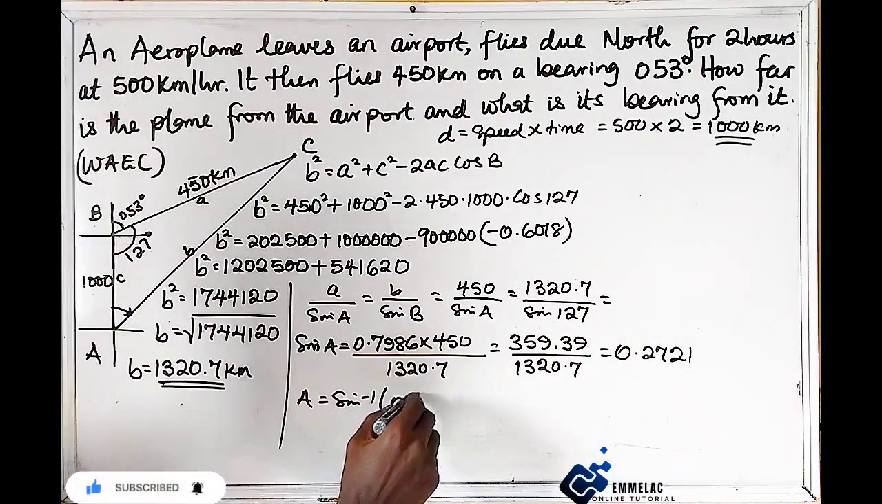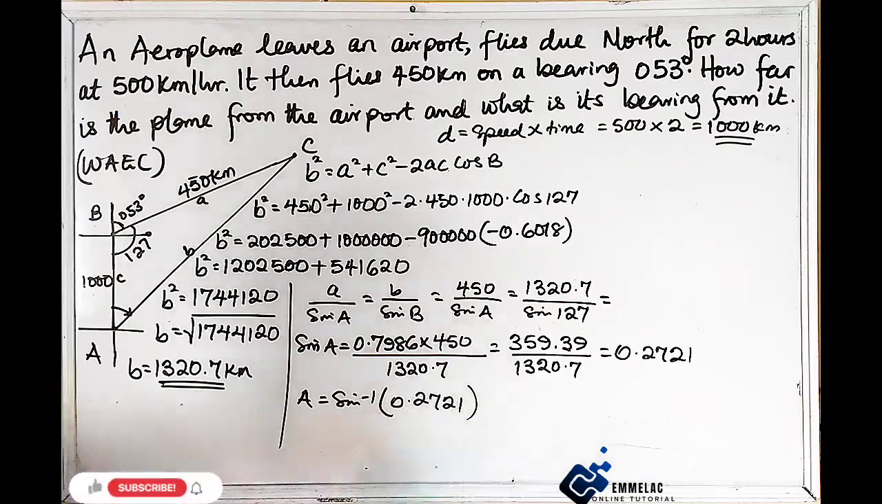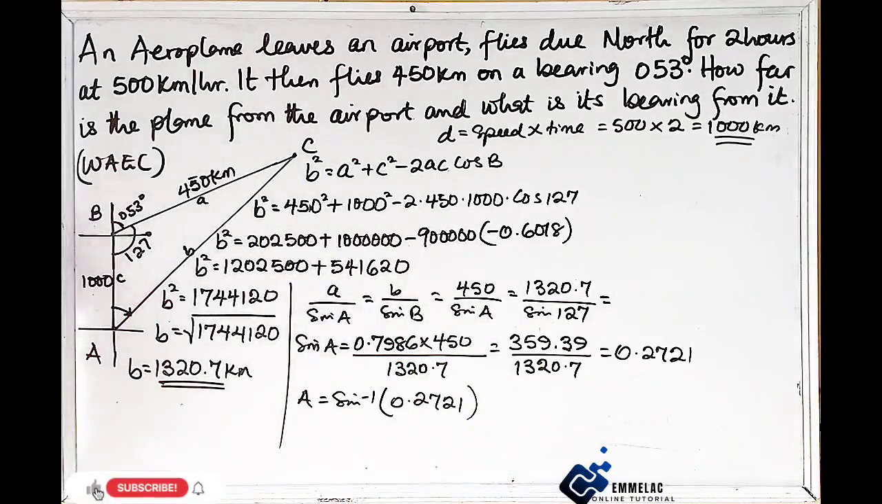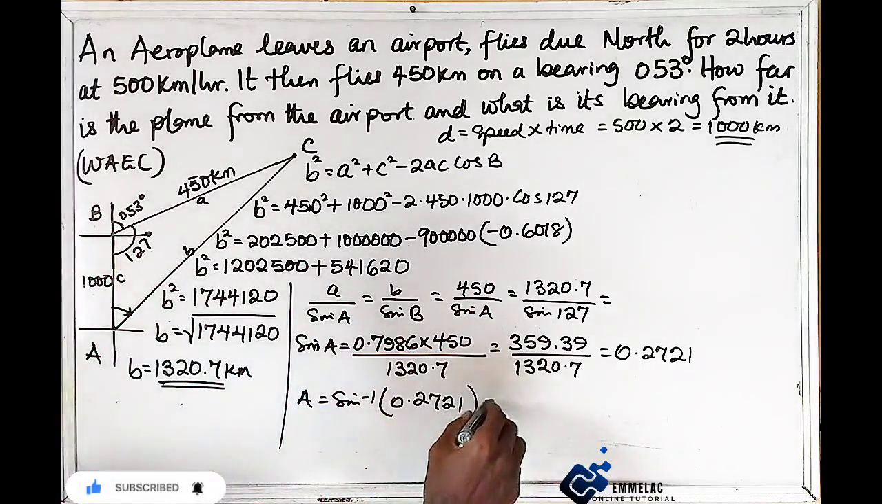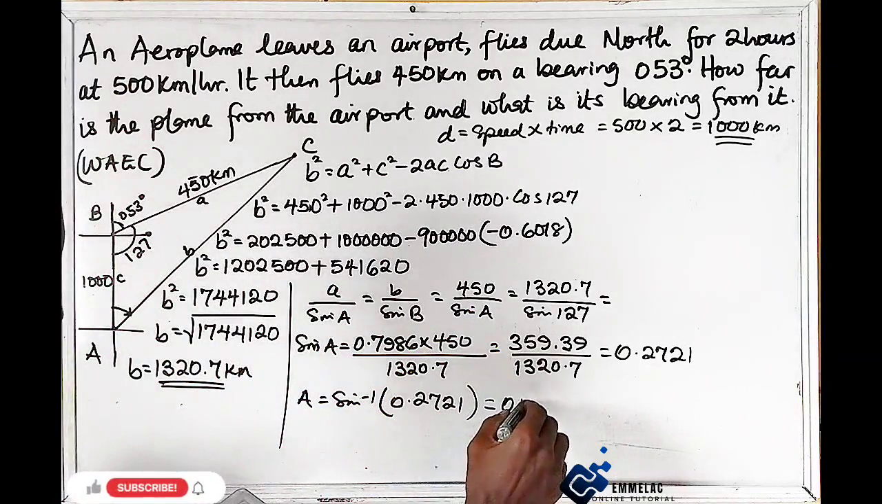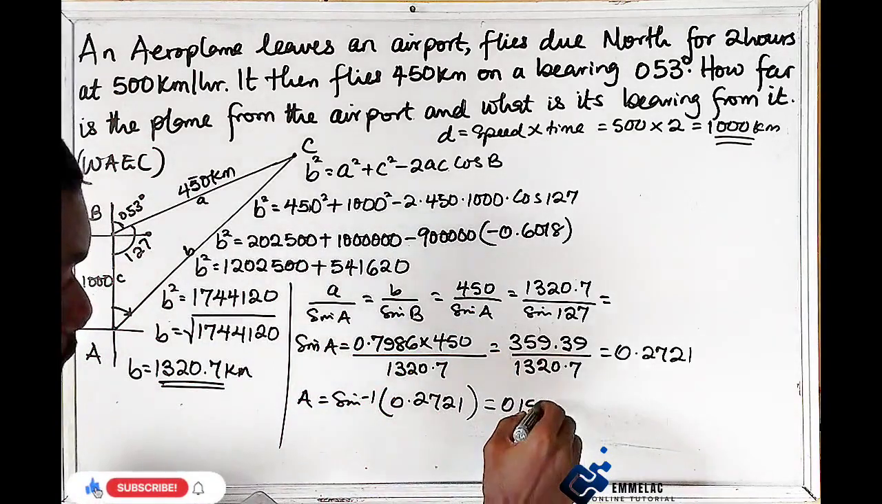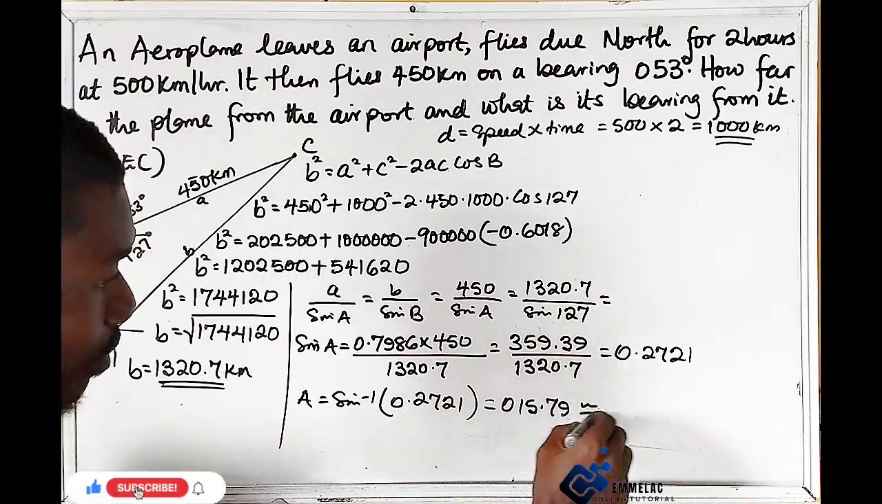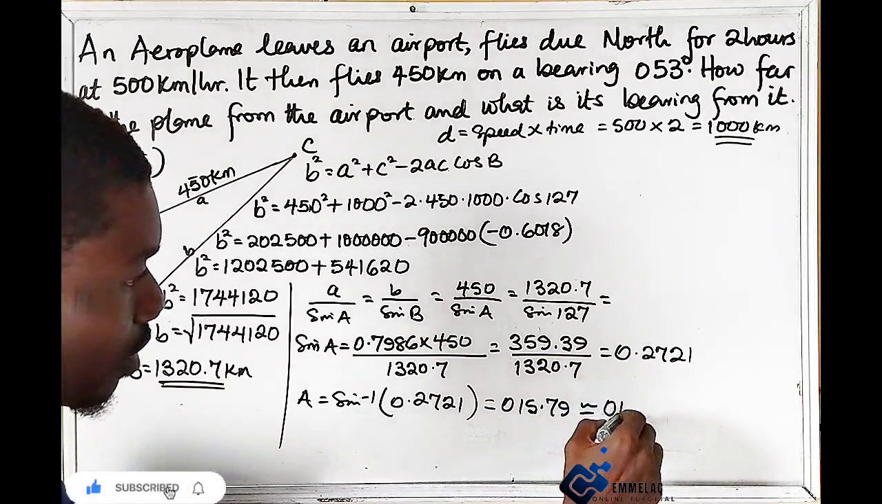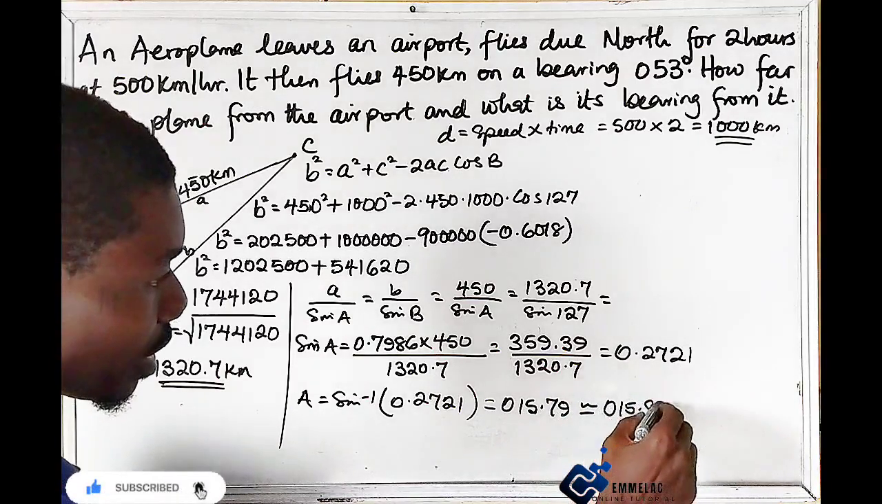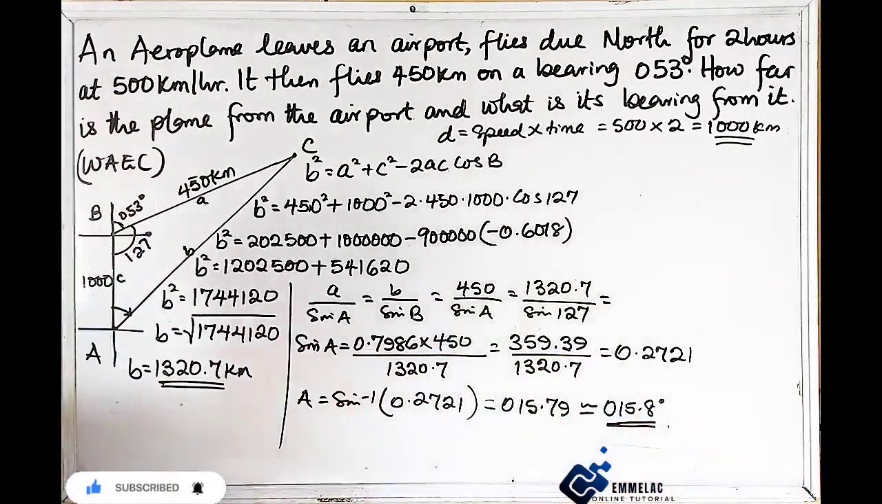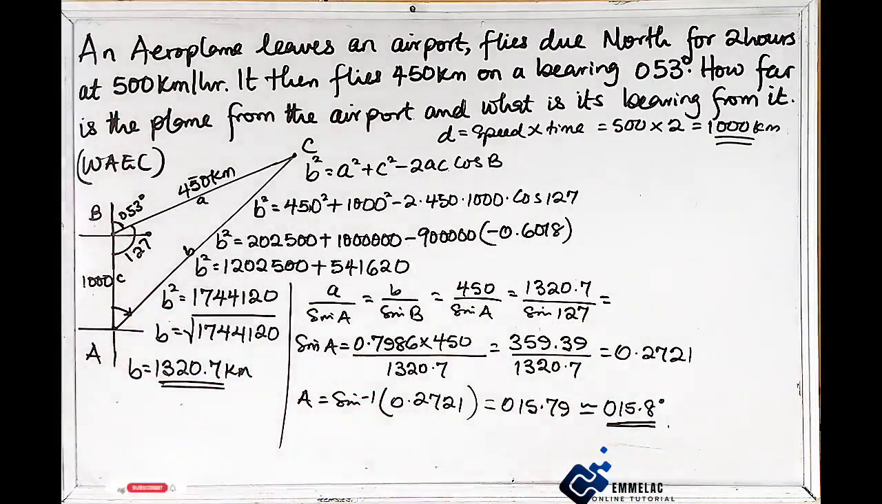The inverse sine of 0.2721 will then give us 15 degrees. So this will be 015.79, which is approximately 015.8 degrees. This is the answer to this question.